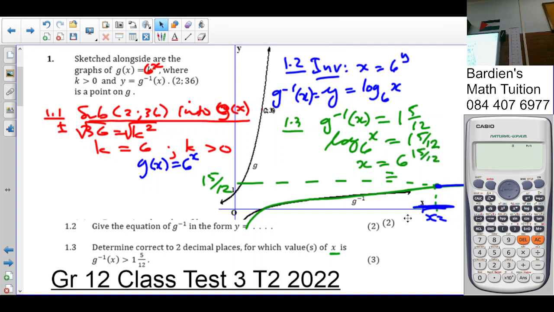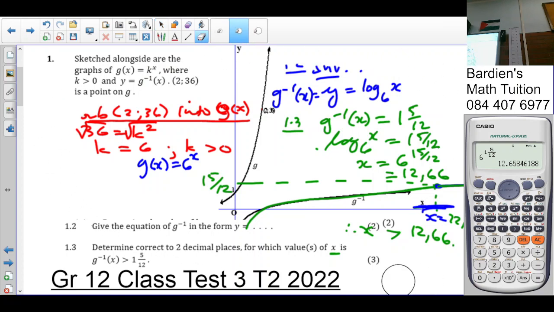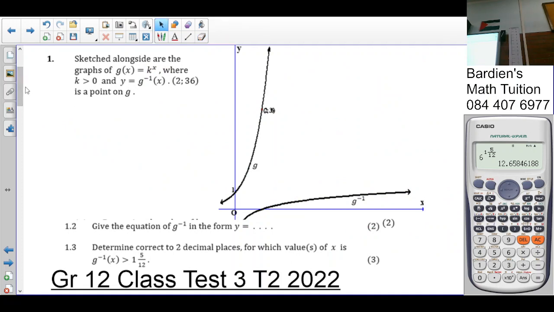So that x value works out to be 6 to the exponent 1 and 5 over 12. I press shift, do we get a mixed fraction? I press shift and that button. So 6 to the exponent 1 and 5 over 12 gives us 12,66. That's the x value here. So what do we say? X must be more than that. So therefore x has to be greater than 12,66. Let's carry on.